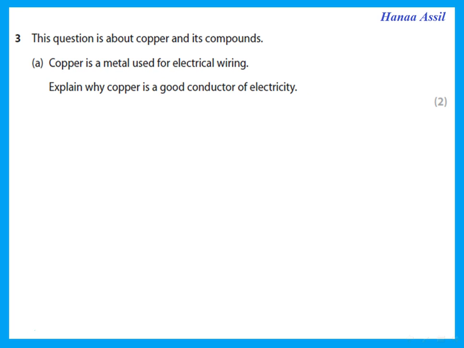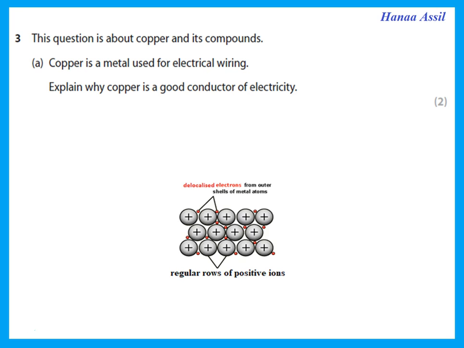This question is about copper and its compounds, and it says copper is a metal used for electrical wiring. Explain why copper is a good conductor of electricity. Of course, you should realize that copper is a metal. Any metal is a good conductor of electricity because it has delocalized electrons that are free to move.